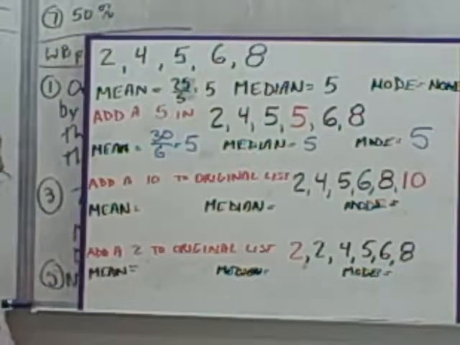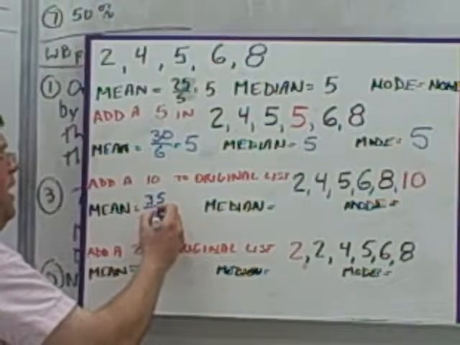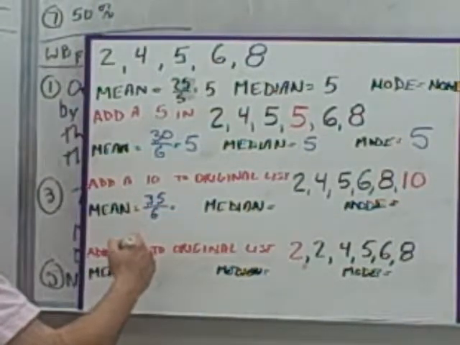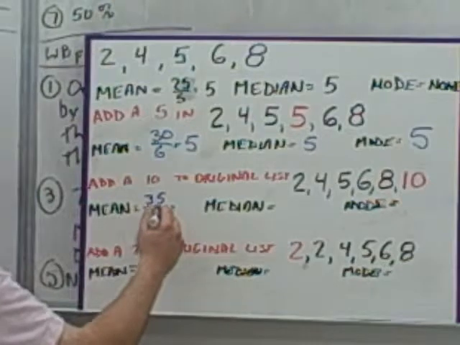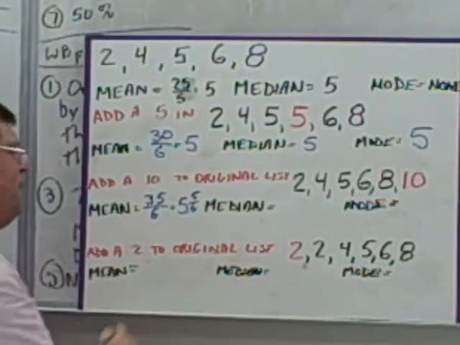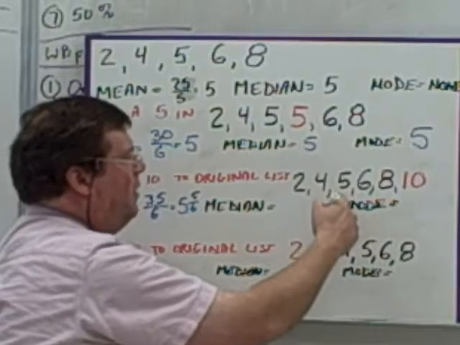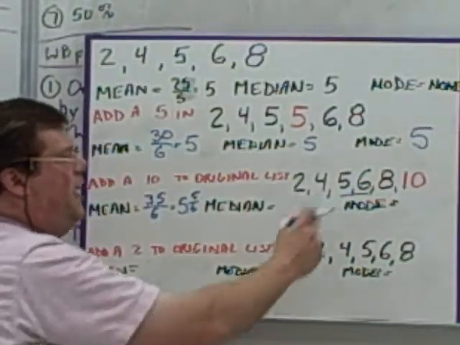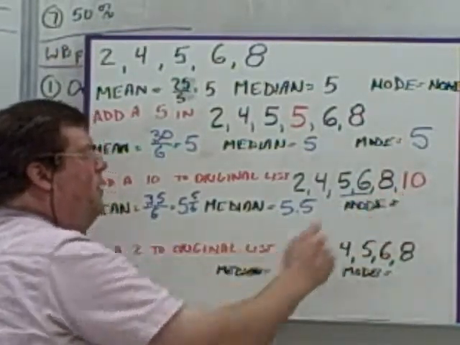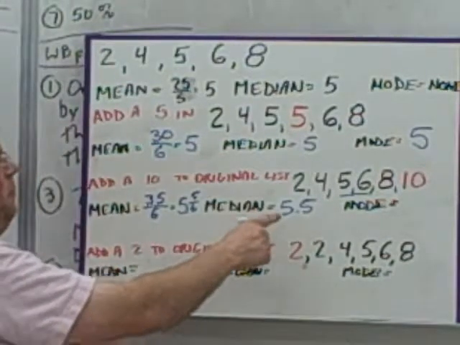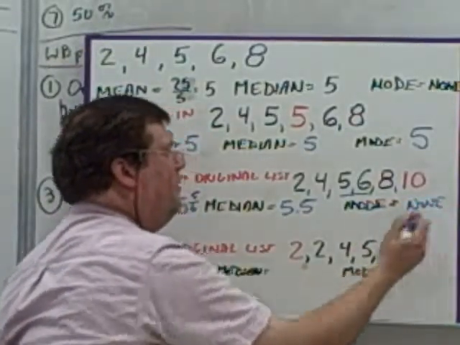What happens if we added a 10 into the original list? Well, we now have a total of 35 out of 6 numbers here. 35 divided by 6 is going to give me 5 and 5/6. The median is now going to be these two numbers added together divided by 2. 5 and 6 added together give you 5.5. So when we added a bigger number, our mean got larger, our median got larger. The mode, in this case, didn't change at all. It's going to still be none, like the original.